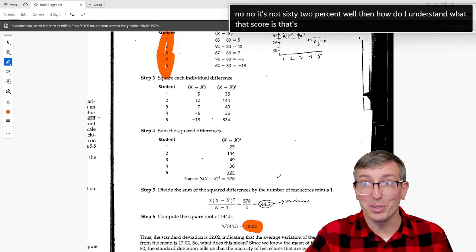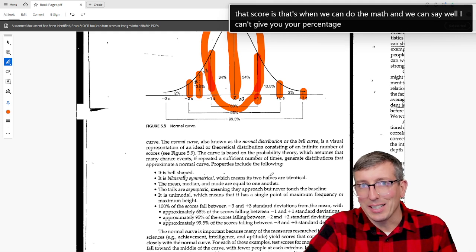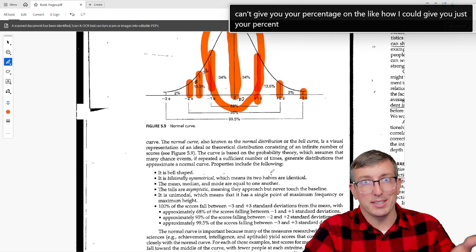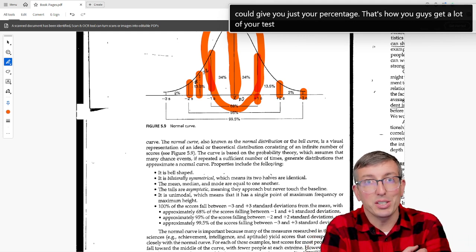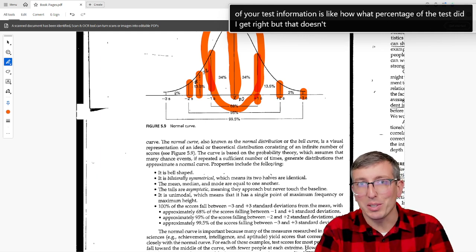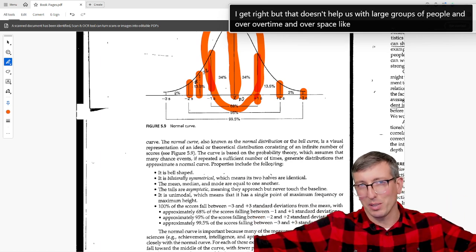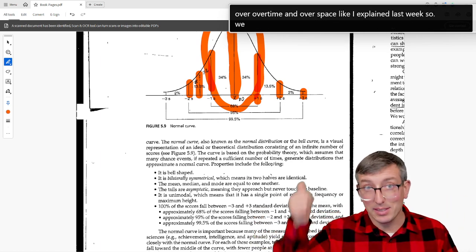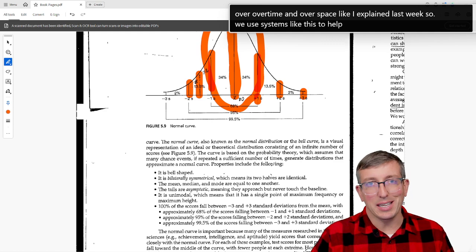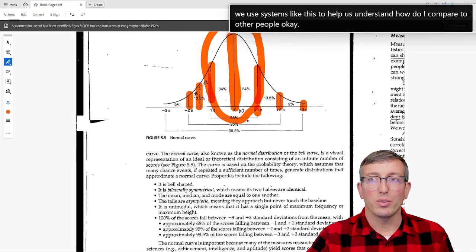Well, then how do I understand what that score is? Well, that's when we can do the math. I could give you just your percentage. It's how you get a lot of your test information, like what percentage of the test did I get right? But that doesn't help us with large groups of people and over time and over space, like I explained last week. So we use systems like this to help us understand how I compare to other people. Okay, so that's one example.